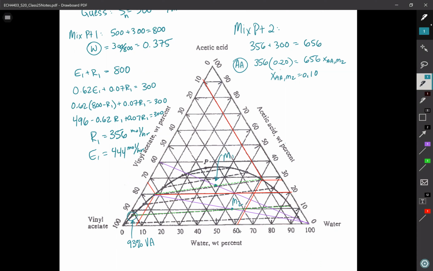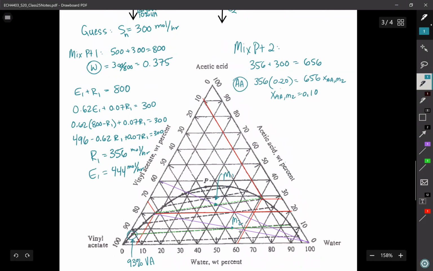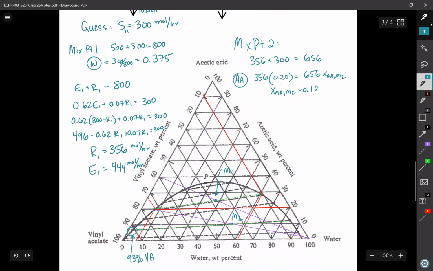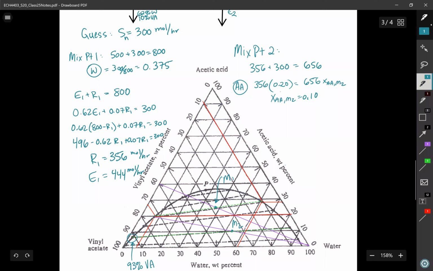Now, if I had to have great precision here, I would say that 300 is maybe not enough. So I'd have to go back to the very beginning, re-guess a new solvent flow rate, and then go through and solve the problem again. So you may say, well, if I don't want to go through the problem and have to solve it again, why wouldn't I guess something super high like 500 moles per hour or 600 moles per hour? Why wouldn't I overshoot it? And you could do that. That's not a bad way to go about the problem.